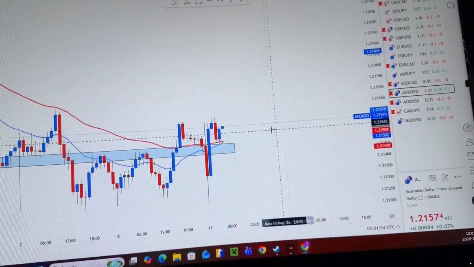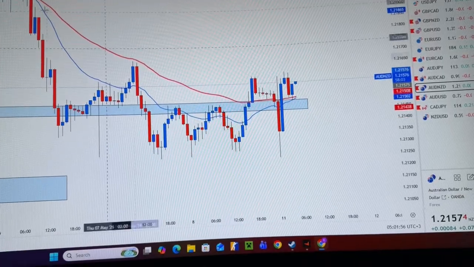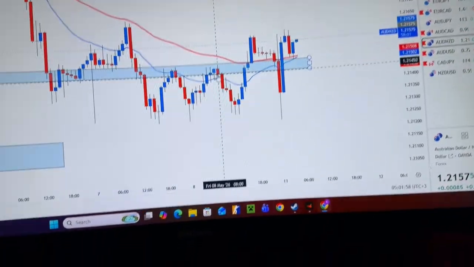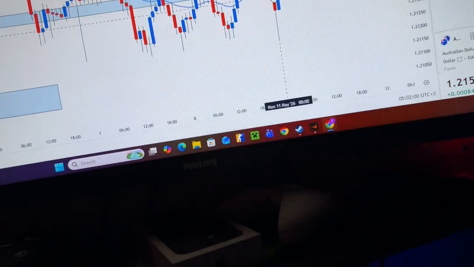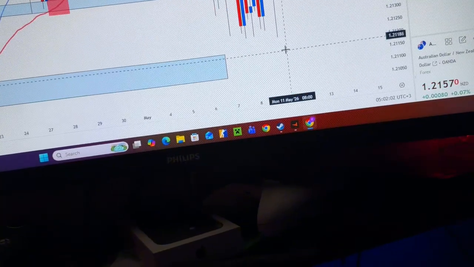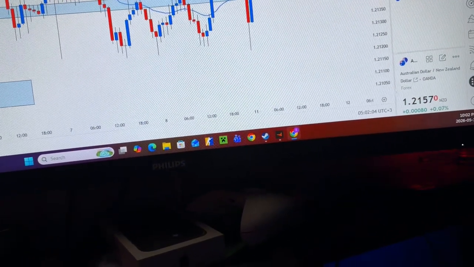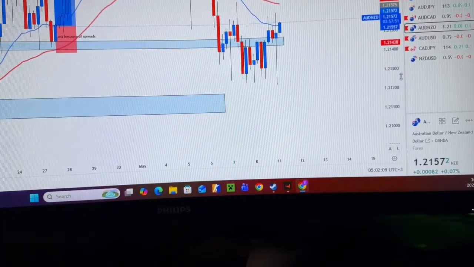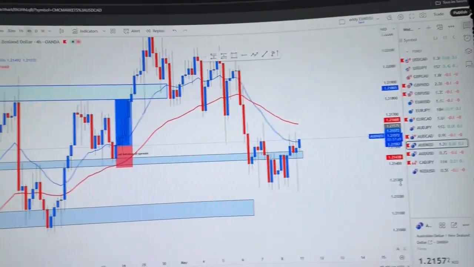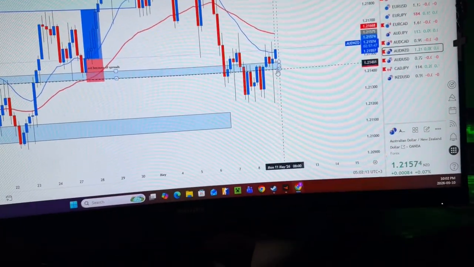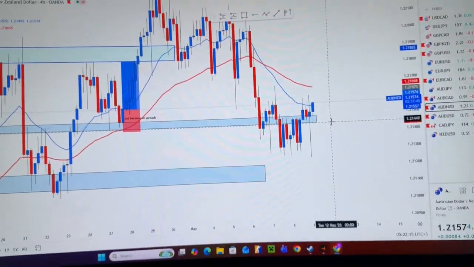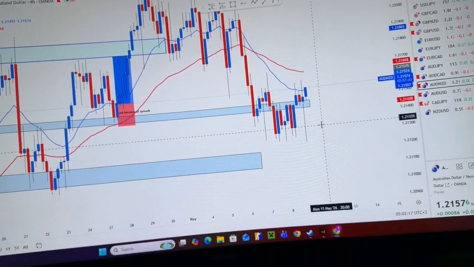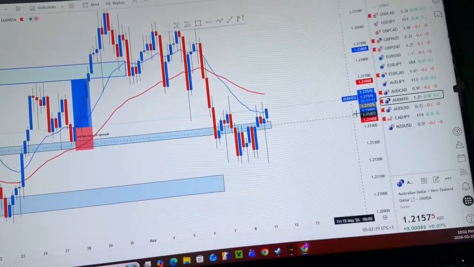AUD NZD, it's also kind of messy. I just wanted to see what the price is gonna do. Yeah, sometimes I just like to keep, oh sorry, I'm not looking at the camera. Sometimes I just like to keep trades just to see what the price is gonna do, so I can have an understanding of what price can do sometimes.